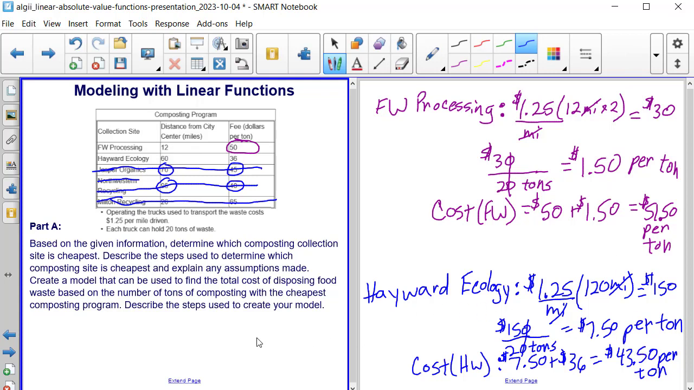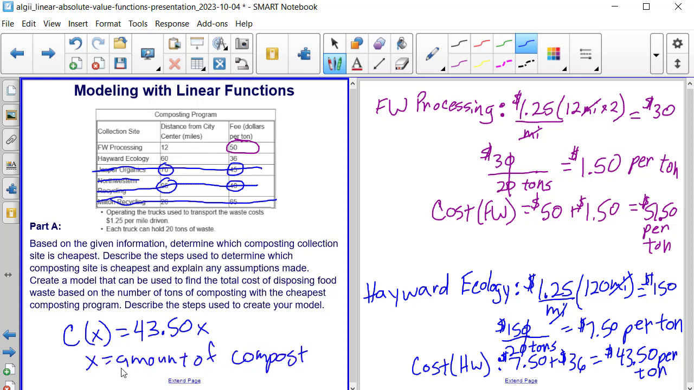Now the model for composting food waste will be the unit rate per ton of compost, this $43.50. So our cost as a function of x is going to end up being the unit rate that we found, $43.50, times x, where x is the amount of compost produced each week.